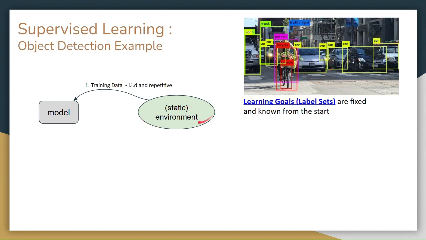Okay, so in supervised learning, you can also consider the static environment. That is the one that's going to send the model the training data. Very similar to reinforcement learning, but the process of sending the data is IID. It comes from identically and independently distributed. It means that the training data is randomly the same every time. It doesn't depend on the model action or the model prediction. So it's independent and identical, the same every time and repetitive. This is not the case in reinforcement learning.